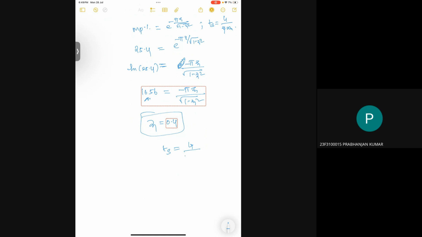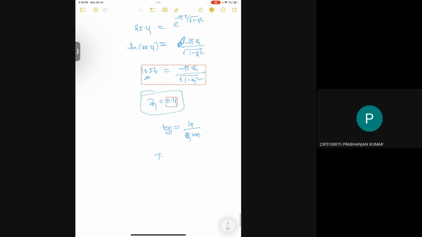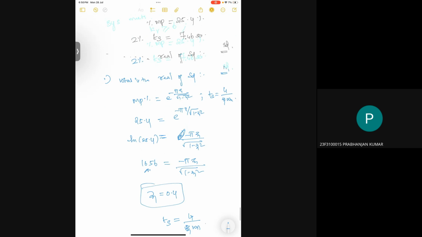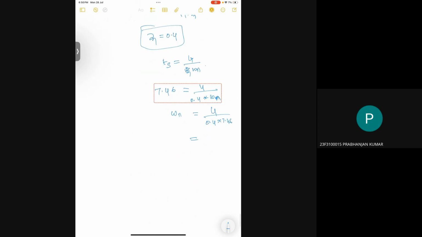So settling time we know is 4 by zeta omega n, so from this we can find omega n. This will be 7.46. It was given here. 7.46, yes. And this is 4 by zeta. We found it is 0.4 into omega n. The omega n will be 0.4 into 7.46. So this will give me 4 divided by 0.4 into 7.46. Right, so omega n is giving me around 1.34 radians per second. So omega n is found.